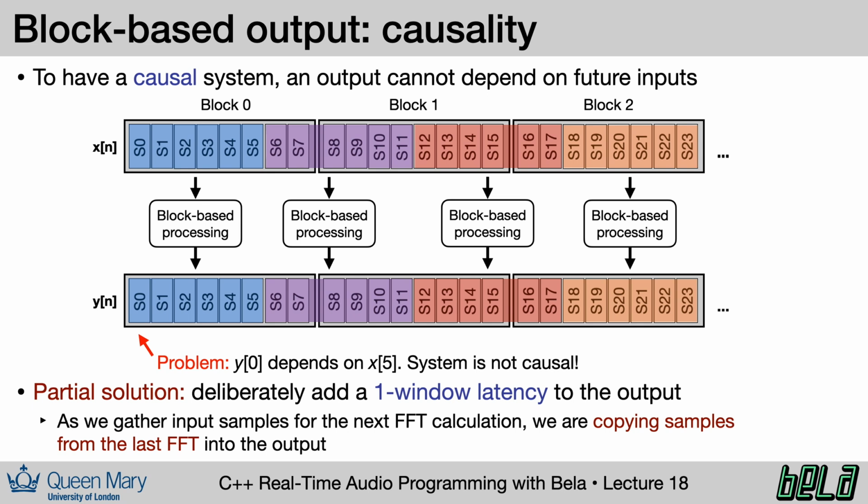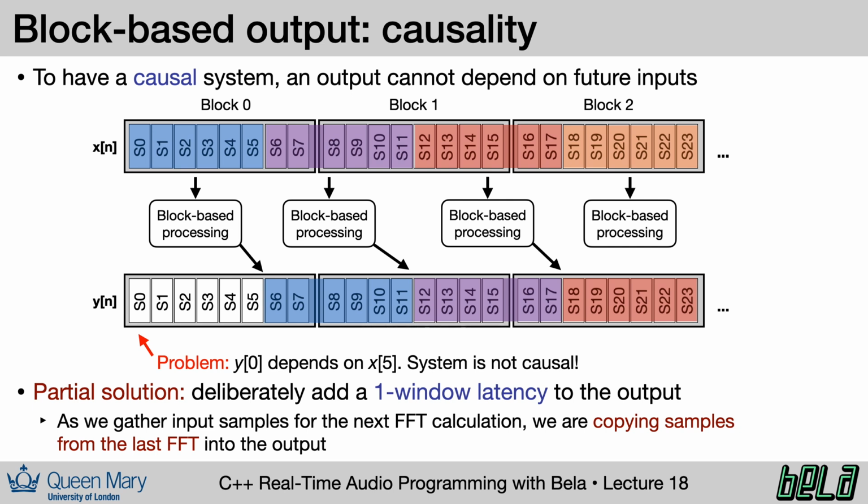So one partial solution to this is to deliberately add a latency to the system, and we can add a latency that is exactly as long as one window, like this. The idea here is that we don't need any of the outputs of the block-based process until at least one sample after all the inputs have come in. So while we're gathering input samples for one window, we're busy copying samples from the previous window into the output, and this way the system will always remain causal. Now, I'll come back a little bit later on to why I call this only a partial solution.